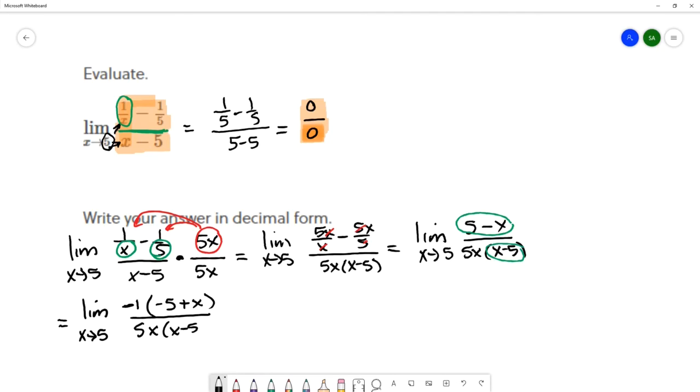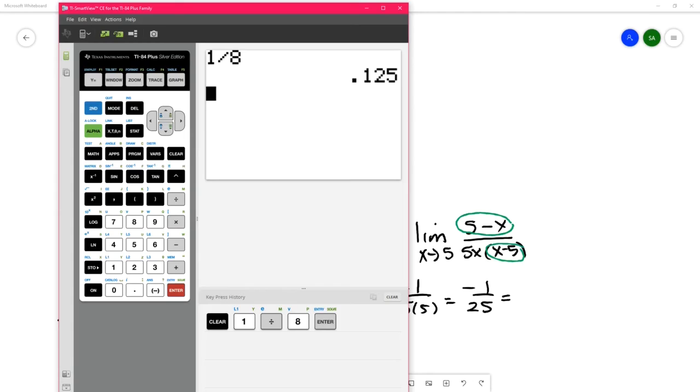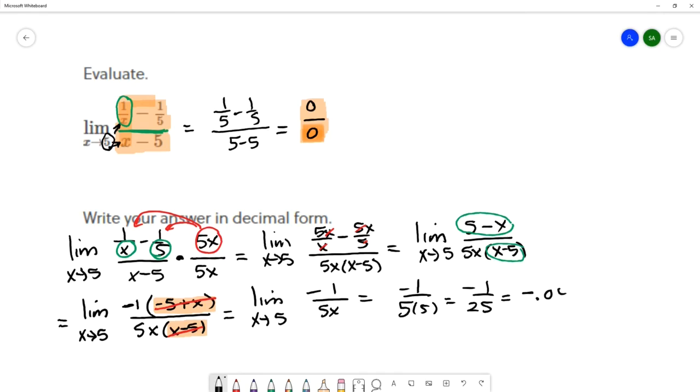And now these two factors are the same, and so they can be canceled. So I have the limit as x approaches 5 of negative 1 over 5x. And I should be able to use direct substitution. That's negative 1 over 5 times 5, that's negative 1 over 25. And this question specifies decimal form. So I'll type in my calculator 1 over 25, and that gives me 0.04. So it's negative 0.04 for this limit.